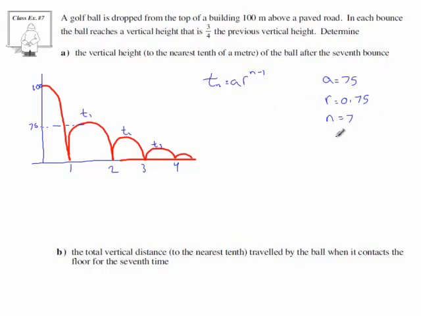Okay, plug those into your equation and you can get the answer. So T7 equals 75 times 0.75 to the power of n minus 1, which is 7 minus 1, so it's to the power of 6. And you get 13.3 when you round it.